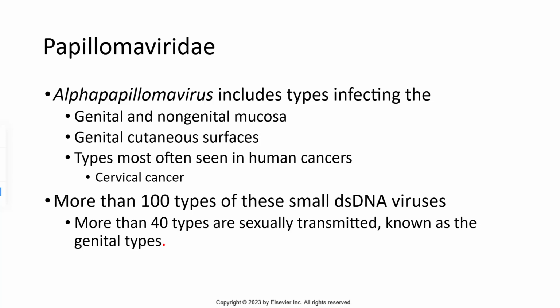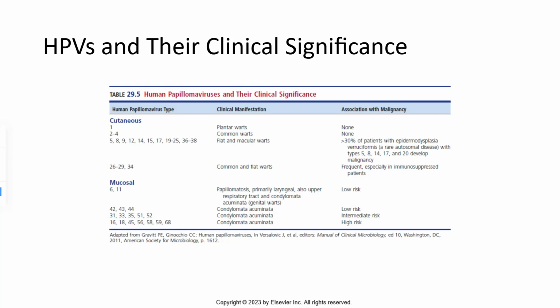Alpha papillomavirus includes types infecting the genital and non-genital mucosa, genital and cutaneous surfaces. Types most often seen in human cancers, like cervical cancer. More than 100 types of these small double-stranded DNA viruses. More than 40 types are sexually transmitted, known as the genital types. Here you can see cutaneous and mucosal, the different types that exist, and whether they have an association with malignancy.